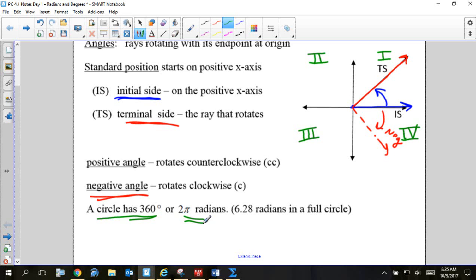This says 2 pi radians, and it also says 6.28 radians. Where am I getting that number from? 3.14 times 2. And what's 3.14? Pi. So if we do 2 pi, we're doing 2 times 3.14. It's not exact. It's approximately 6.28.